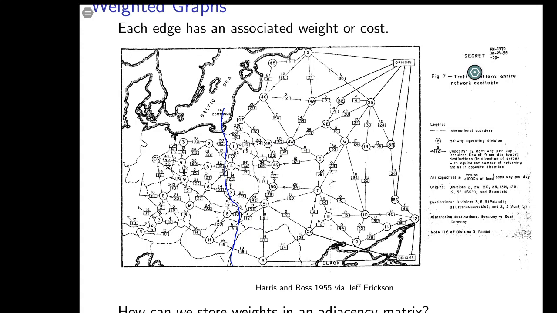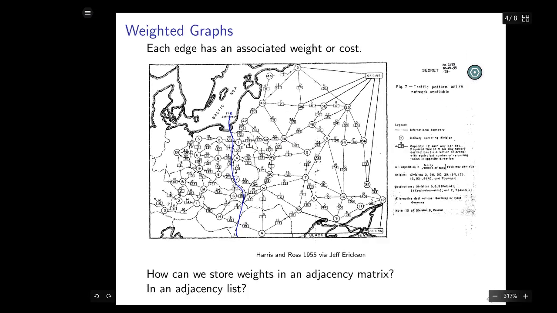So let's move on. Oh, I guess the point of this was that every edge had a weight associated with it, which was sort of the cost to bomb it, or something like that. Actually, it's the amount of material that was traveling on that edge. And anyway, let's move on.